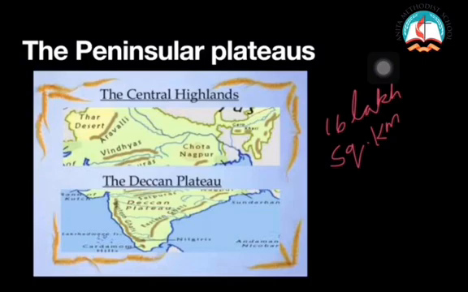Its height is 2695 meters and it is located in the Anaimalai. The river Narmada divides the plateau region of India broadly into two parts. The region lying to the north of the Narmada is called the Central Highlands and the region lying to the south of Narmada is called the Deccan Plateau.